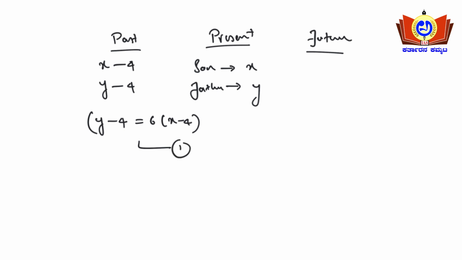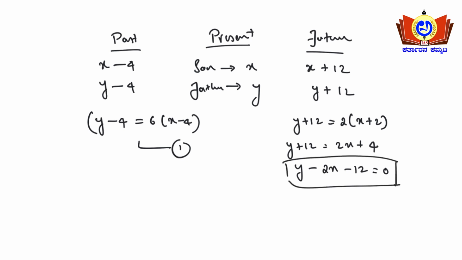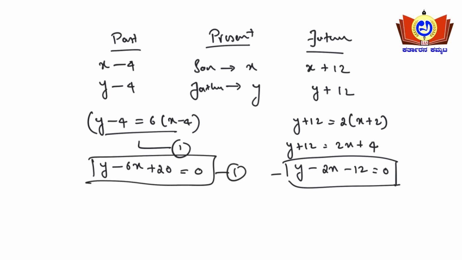The question also states a second condition: 12 years from now, father's age will be twice that of his son. So 12 years from now means x plus 12 and y plus 12. Father's age y plus 12 will be 2 times that of the son's age, that is 2 into x plus 2. So y plus 12 will be 2x plus 4. This is the second equation, y minus 2x minus 12 equals 0. Upon simplifying the first equation, y minus 6x plus 20 equals 0. This is the first equation and this is the second equation here.